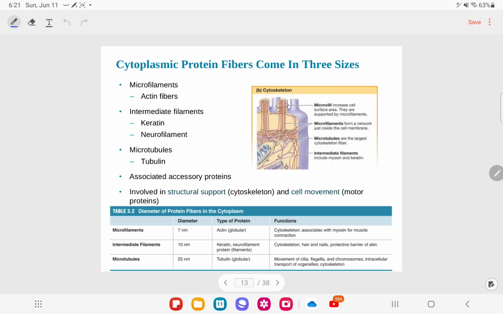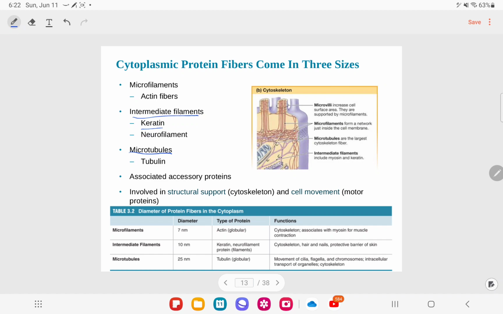So those cytoplasmic fibers are going to come in three sizes, right? We have microfilaments, which are going to be small. These are going to form the network just inside the cell membrane, such as actin fibers. They're also going to be associated with myosin for muscle contraction. We have intermediate filaments, such as keratin and neurofilaments. These intermediate filaments also function in the cytoskeleton, and within hair, nails, and the protective barrier for the skin, the keratin. We have microtubules, such as the tubulin protein.